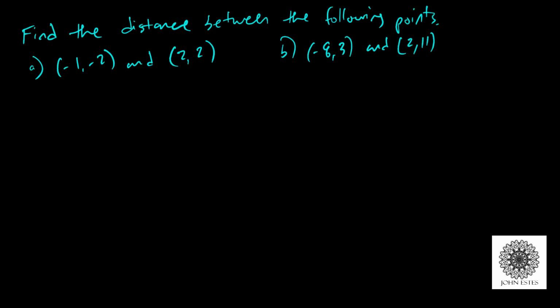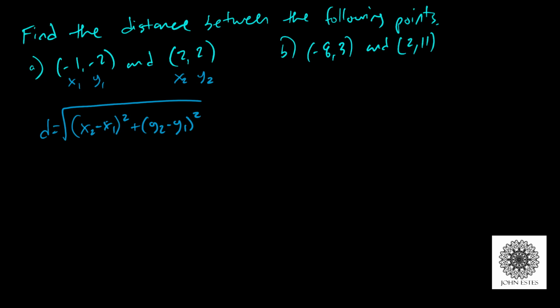Okay, so here I'm trying to find the distance between the following points, and for part A, I have (-1, -2) and (2, 2). It doesn't really matter which one you call your x1 and your y1, as long as you're consistent. So the distance is going to be the square root of x sub 2 minus x sub 1 quantity squared plus y sub 2 minus y sub 1 quantity squared, and it's just a matter of plugging in the numbers. So for x2 I have 2 minus -1, that's squared, plus for my y's I have 2 minus -2 quantity squared, taking the square root of everything there.